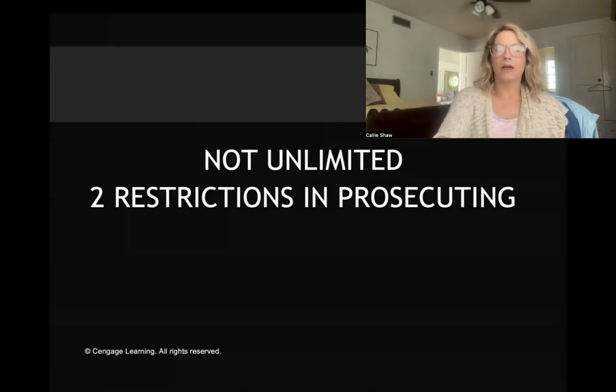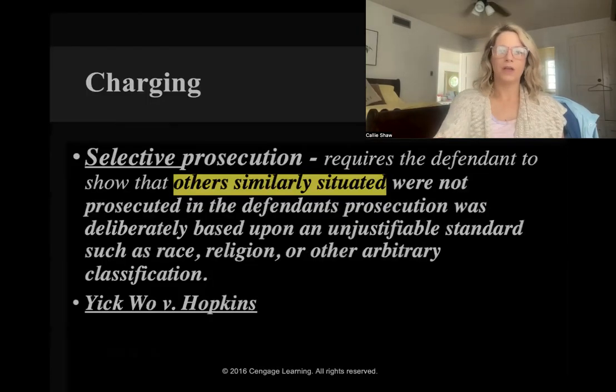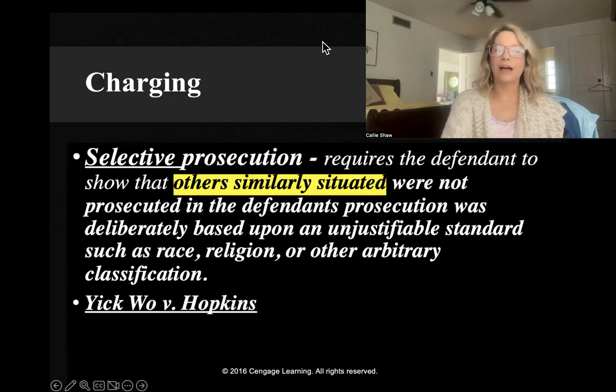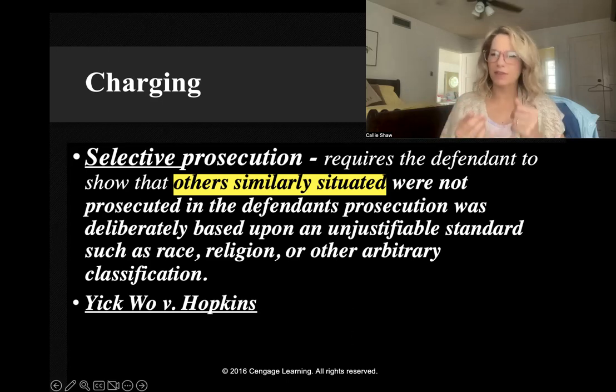So again, there's only 2 restrictions on prosecutors' actions. The first one is called selective prosecution. This is when you have to be able to show that others that were in the same situation were not prosecuted, and the defendant's prosecution was deliberately based upon something like race, ethnicity, religion, sexual orientation, something of that nature, right? So I'll give you an example.